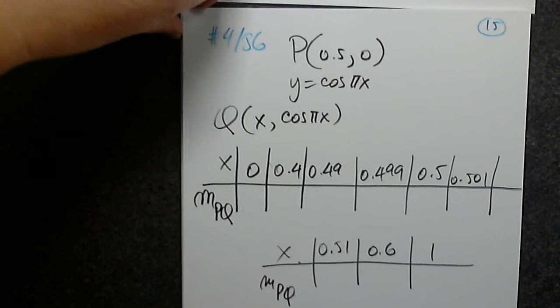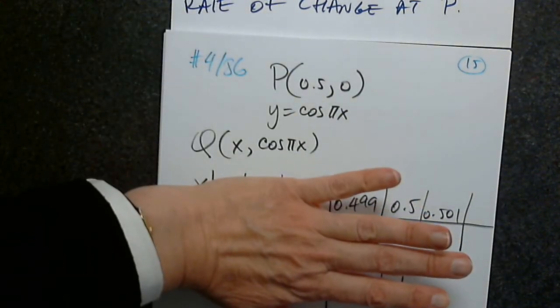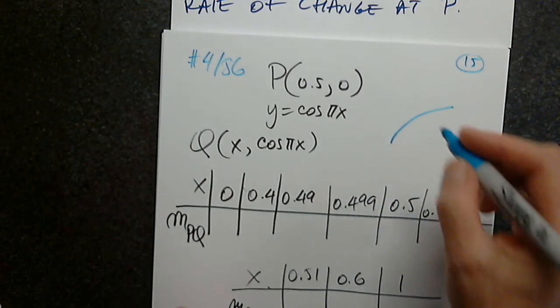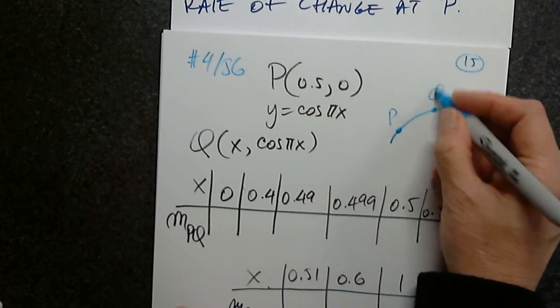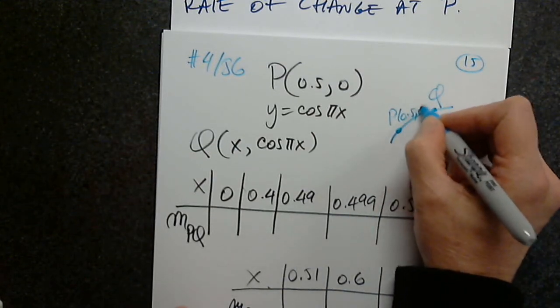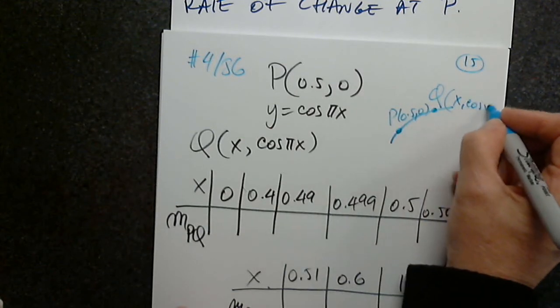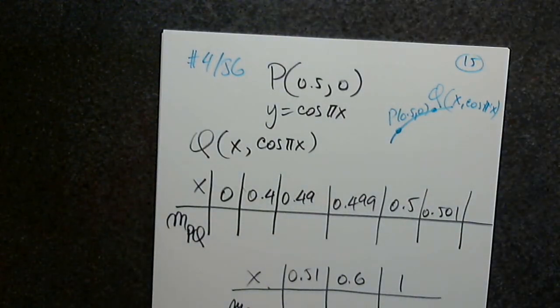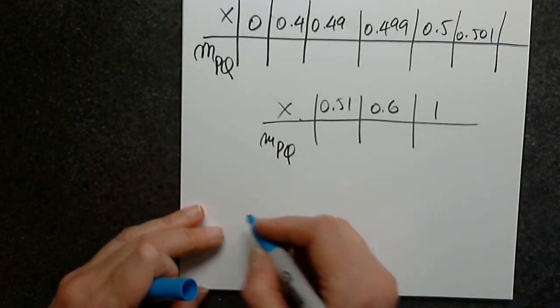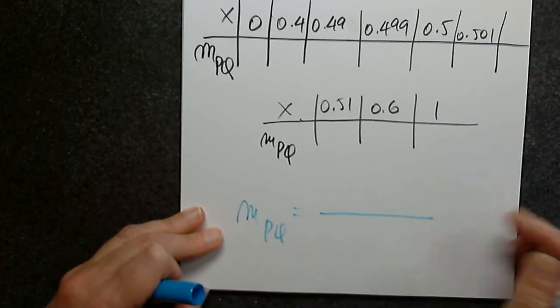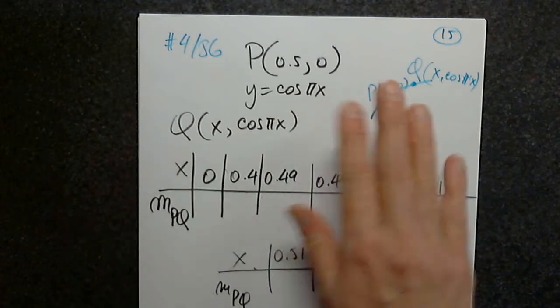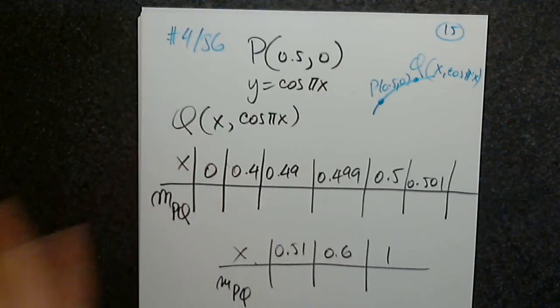Okay, ready? Forget about the numbers. I really don't care about them. I care about the function. So this is a function in which I have point P, and I have point Q. Point P is 0.5 comma 0, and point Q is x comma cosine pi x. I would like you to give me the expression of the slope PQ. Look carefully and tell me what to write. This is what you should look at.